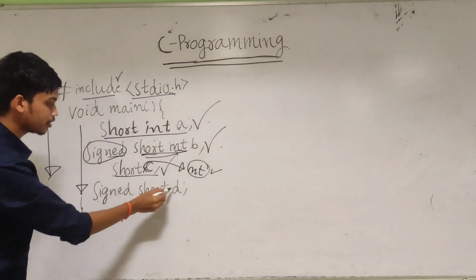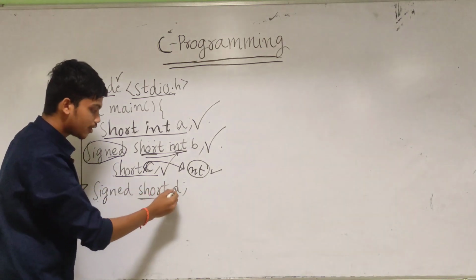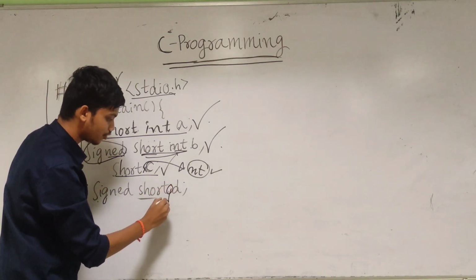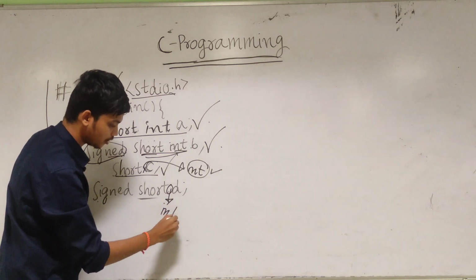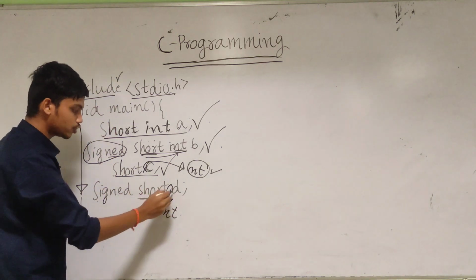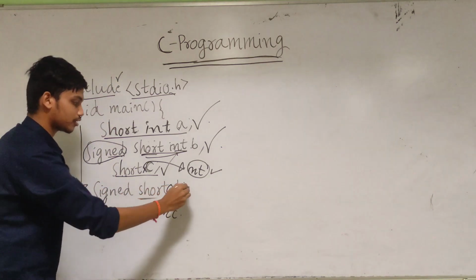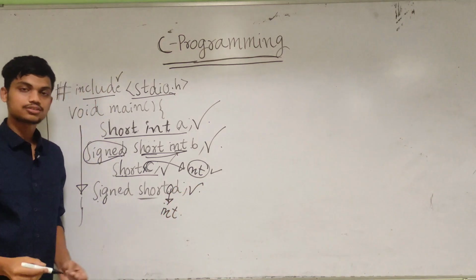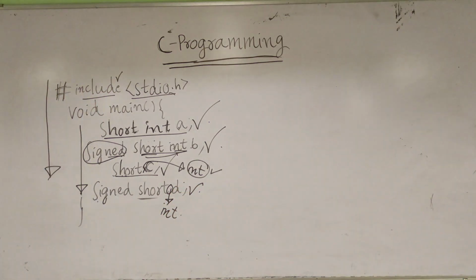And signed short d means what? Here the default type the compiler will take is int only. So this is signed short int d. So this is also correct. Note it down. We discuss the next question now.